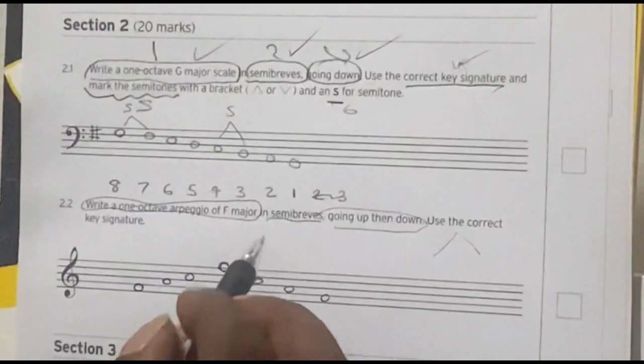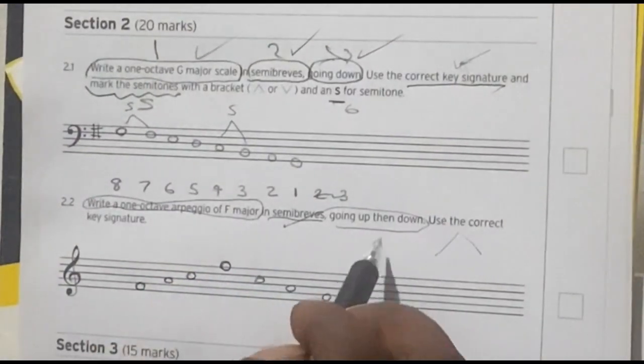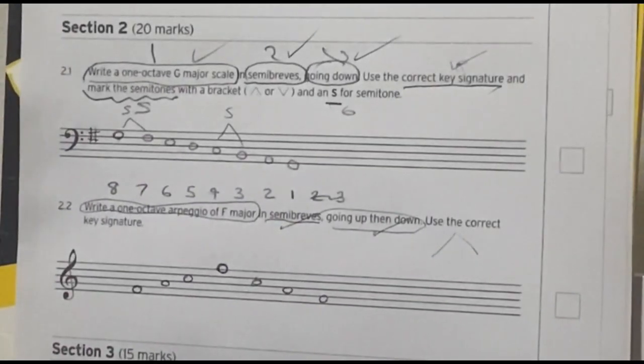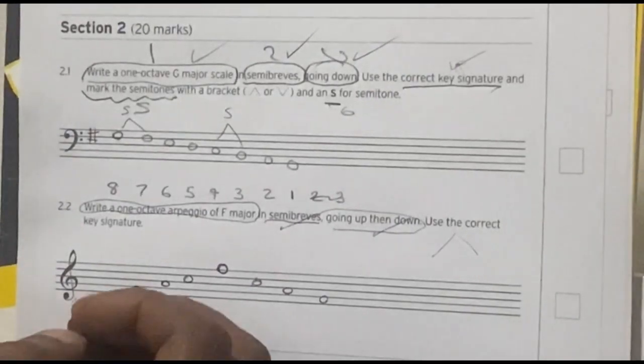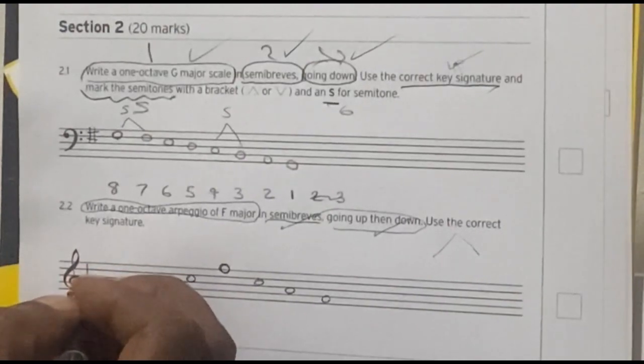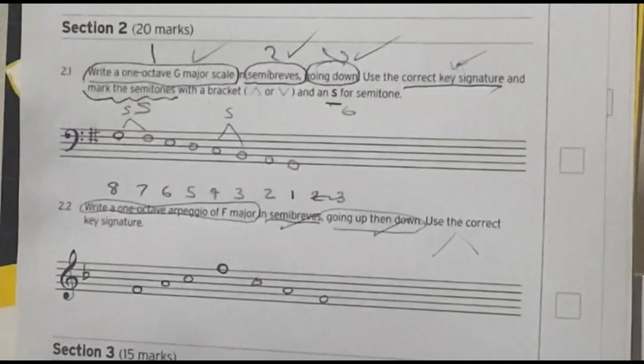And then I will put the semibreves, good. Up and down, correct. Using the key signature. In F major, the key signature is B flat, which is the third line. I'll put my B flat here. And there is your F major arpeggio.